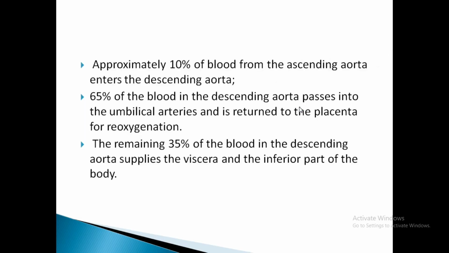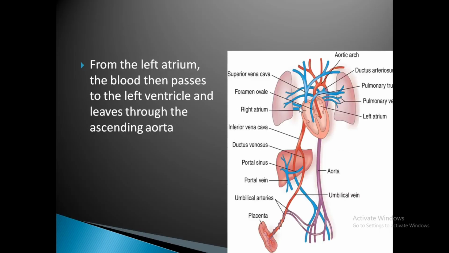Approximately 10% of blood from the ascending aorta enters the descending aorta, and among that 10% of the blood, 65% of the blood in the descending aorta passes into the umbilical arteries and is returned to the placenta for reoxygenation, and the remaining 35% of the blood in the descending aorta supplies the viscera and the inferior part of the body. Now you get my point that the blood here from the left ventricle would enter the blood here from the left ventricle.